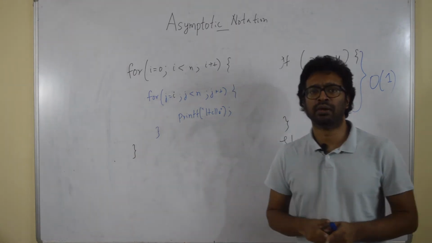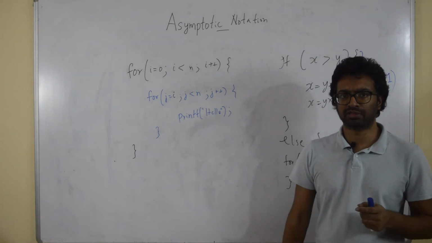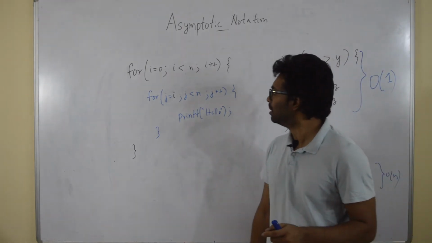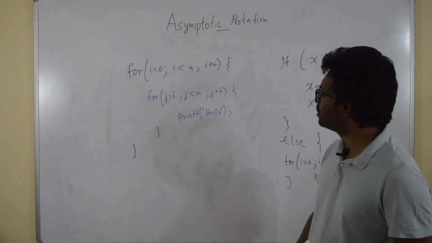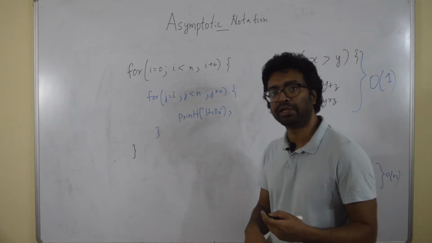Now, how much time does this entire block of code take? What is the asymptotic running time? This is going to be a little tricky, right? So let's try to do this, and let's try to get the pattern and do a count.